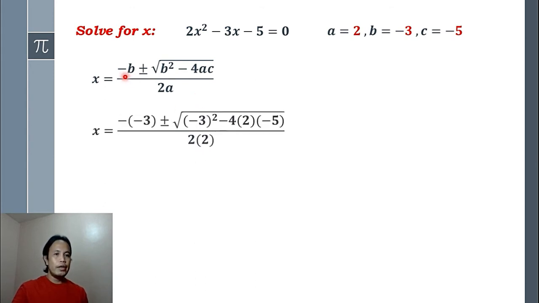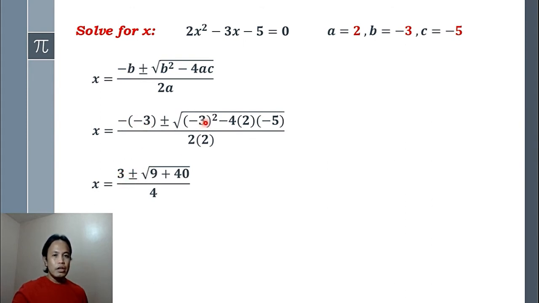Substitute, we copy the negative here. Since the value of b is negative 3, we change that with negative 3. Plus and minus the square root of, this is b squared, so b is negative 3. We change that with negative 3, then we copy the square. We copy minus 4. Our a is 2, and our c is negative 5. Then that is 2 times a, and our a is 2. Then we simplify the negative here and the negative here, multiply, that becomes positive. So negative times negative 3 is positive 3.